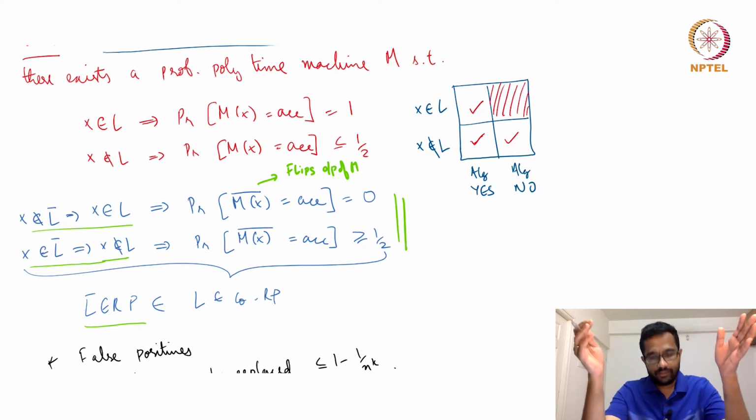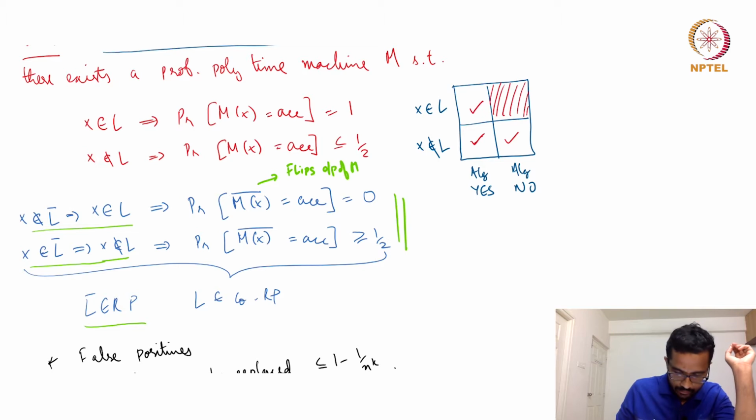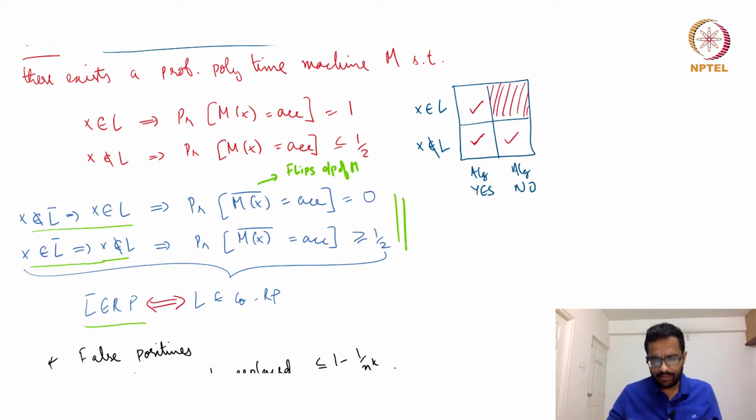So we started with L being in co-RP, and we are able to infer that L complement is in RP. So it is if and only if. L is in co-RP implies L complement is in RP, but the other direction is also not difficult to see. Basically, whatever we just saw, you can make the exact same arguments in the reverse direction.